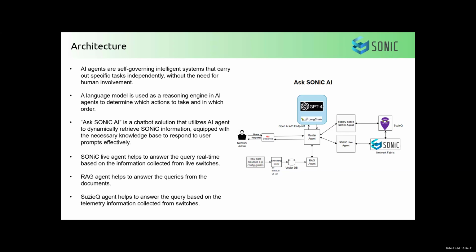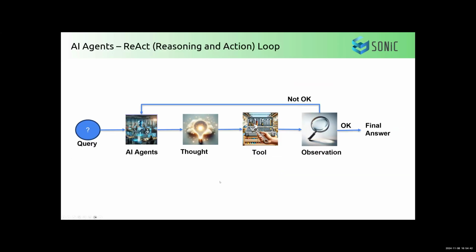And then, let's say you want some information regarding BGP or any interface-related counter information, it will go to the SONiC agent. Or if you really want to go to the live system to see what exactly the problem is, are there any critical messages, or are there any problems in the switch, that can basically go to the live agent. So this is how the AI agents in general work, right?